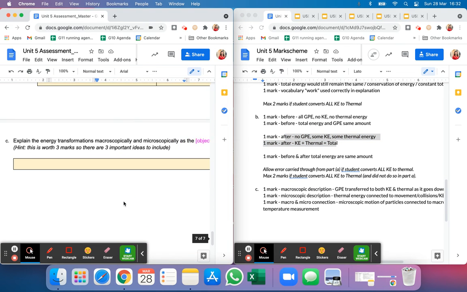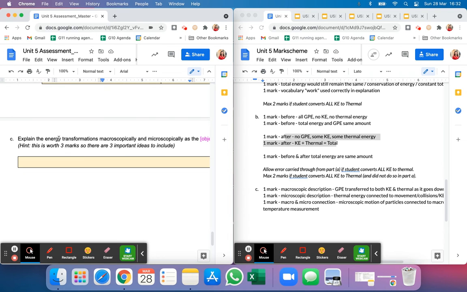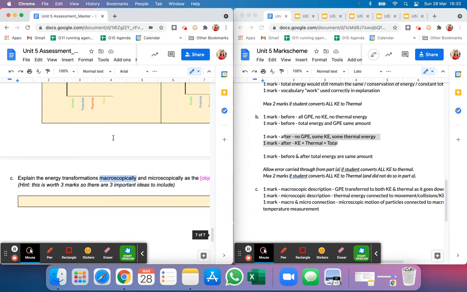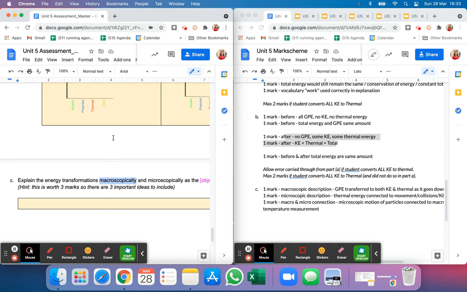All right, and finally, the last question. There's a very similar question on the review, which is true for all of these, but this one particularly. Let me show you where we talked about it in class. So explain the energy transformations that happened macroscopically. That's what we can see. That's basically what you've been talking about this entire exam, that GPE gets transformed into kinetic energy, and also into thermal energy. Thermal energy, that's interesting. I feel like we talked about thermal energy last semester.